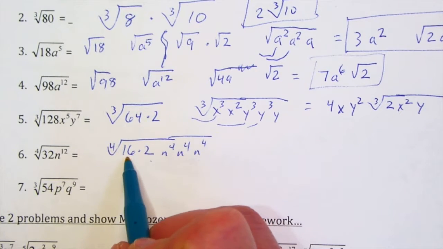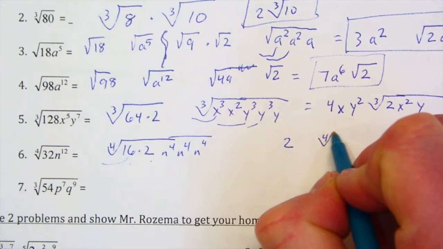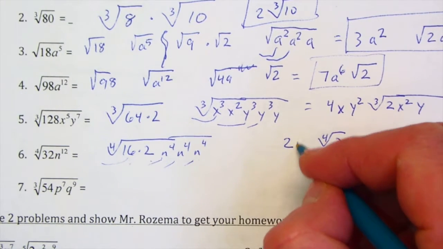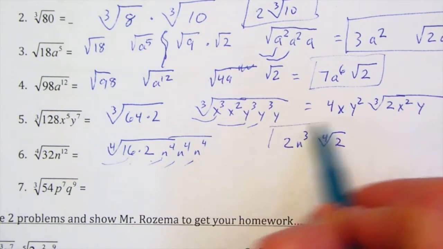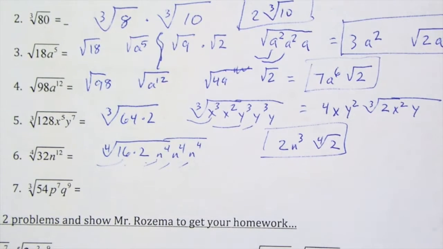Anything that works nicely, the fourth root of 16 is going to be a 2, with the fourth root of 2 not working nicely, so it's going to stay. Looks like all of these go nicely, so we have n power 3 on the outside, and you've got your answer. Last one, we have a cube root of 54.